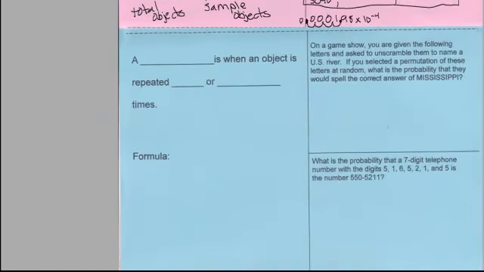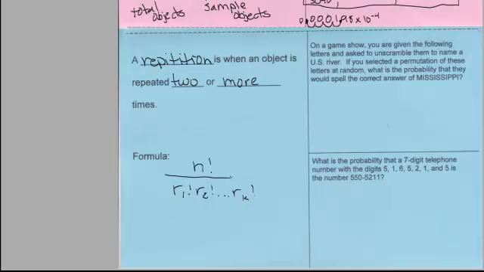Okay, next we will have repetitions of permutations. It's when an object is repeated 2 or more times. And that formula is n factorial over r1 factorial, r2 factorial, rk factorial. And these r's are the repetitions. And the n's still the same. That's like your whole. So that's your total objects.